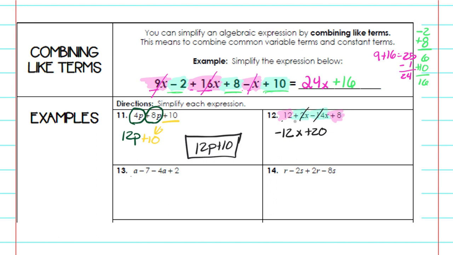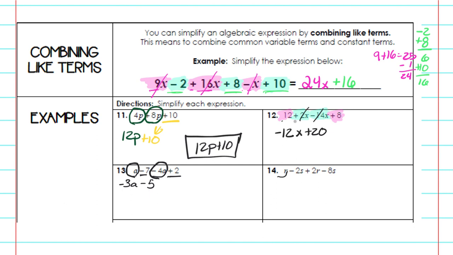Down here on 13, so maybe I just want to circle the variable terms. Make sure they're both A, and underline the constants. So A minus 4A. So that would be 1A minus 4A. So 1 minus 4 is negative 3. So I have negative 3A. And then negative 7 plus 2. Negative 7 plus 2 is negative 5. So negative 3A minus 5.